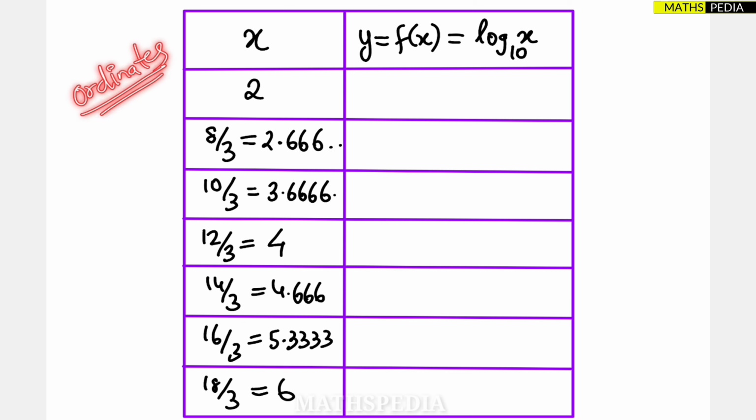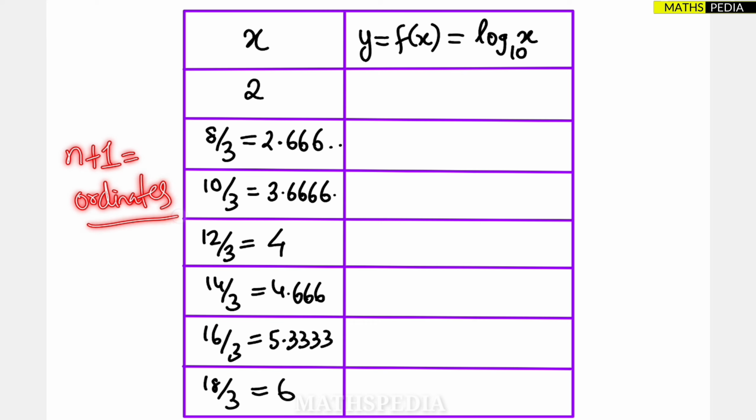Ordinates. So ordinates, if you subtract 1, what you'll get? You will get the number of intervals. Or otherwise, in other words, you can understand that interval plus 1, if you do, you will get how much? Ordinates. Ordinates are nothing but what? Points.